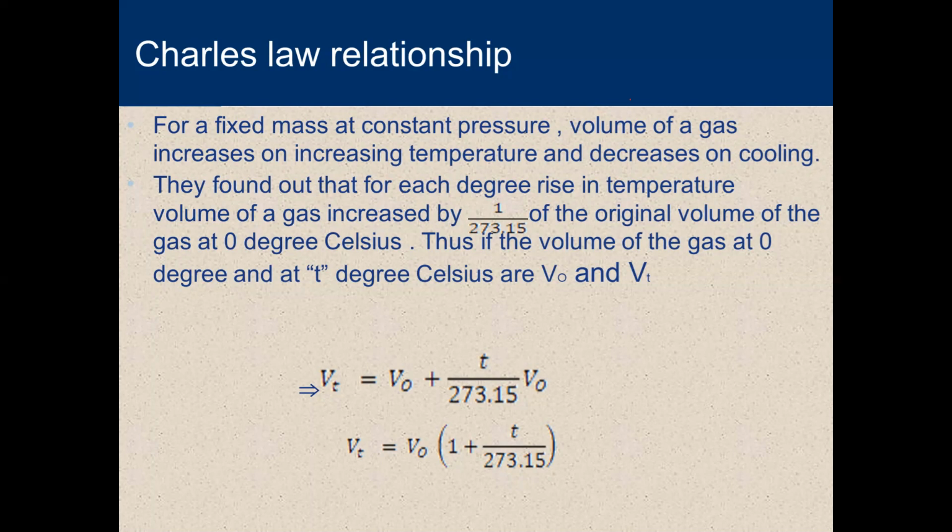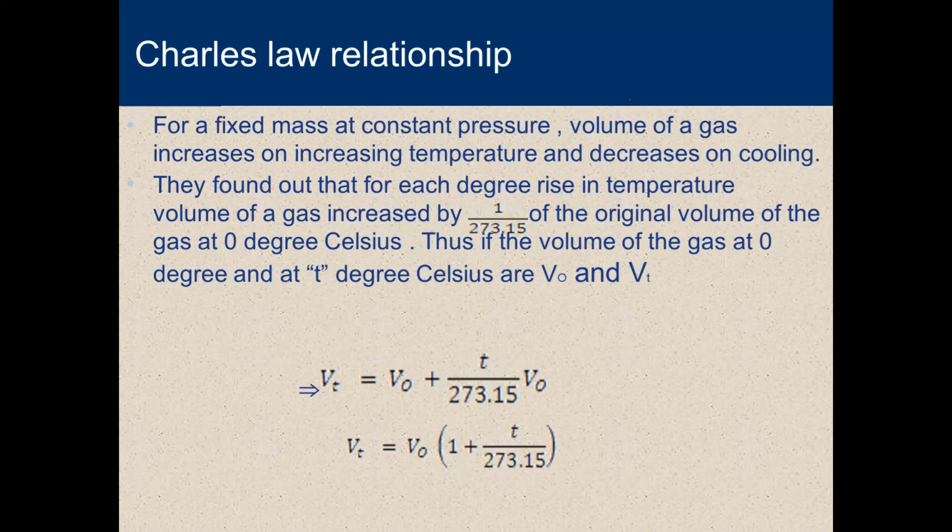Now for each degree rise in temperature, the volume of gas increases by 1 by 273.15 of the original volume of the gas at 0 degrees Celsius. Now, if the volume of the gas at 0 degrees Celsius is represented by V naught, then the volume of gas at t degrees Celsius is represented by Vt. So this is the mathematical expression of Charles' law. Vt is equal to V naught plus V naught upon 273.15 into t.